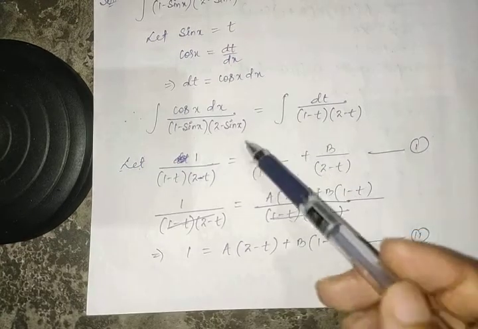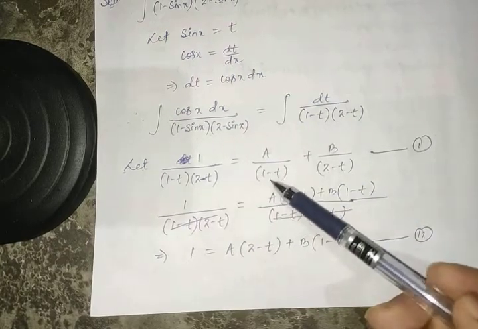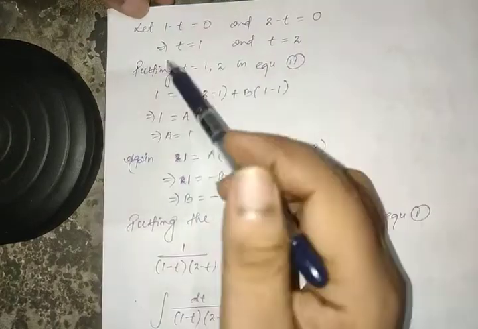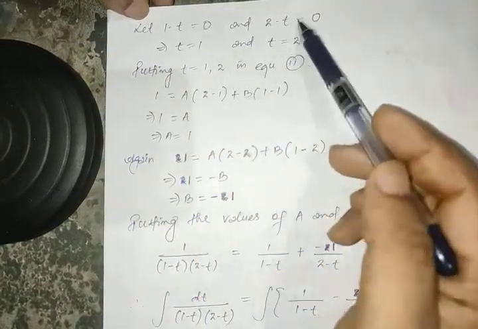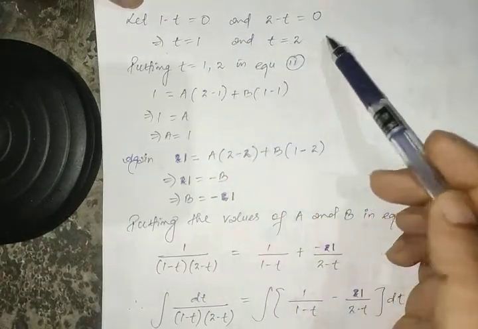So the next step is what? We have to consider this as 0, right? Let 1 minus t equal to 0 and 2 minus t equal to 0 to get the values of a and b. Okay, so we'll do that. So here also I have considered let 1 minus t equal to 0 and 2 minus t equal to 0. So from here we'll get t equal to 1 and t equal to 2.